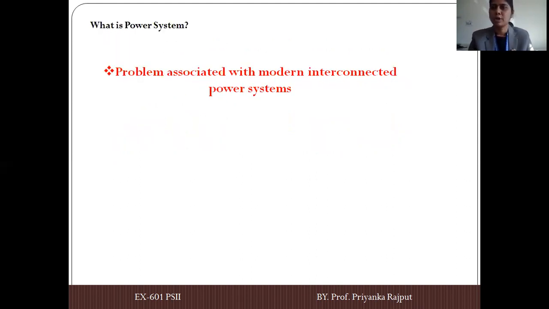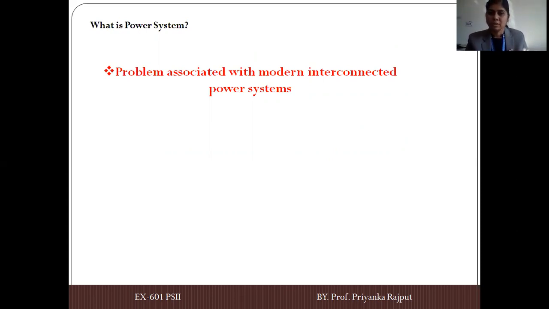Now, let me start. What is a power system? I think everyone knows what a power system is. A power system is generation, transmission, and distribution. You have already learned about generation, transmission, and distribution, different types of cables as well as insulators and transmission systems. Now, in Power System 2, we discuss its restructuring as well as its transmission systems, load flow control, voltage control, and all.